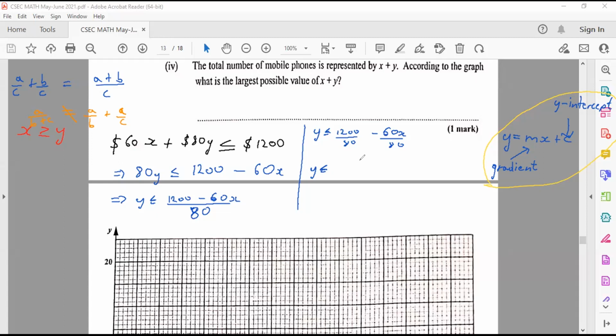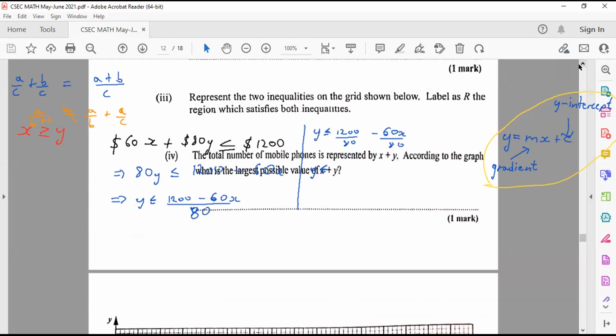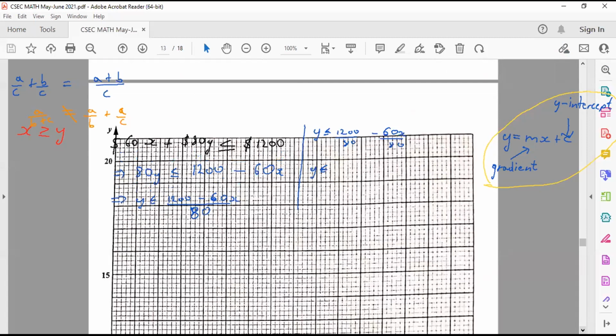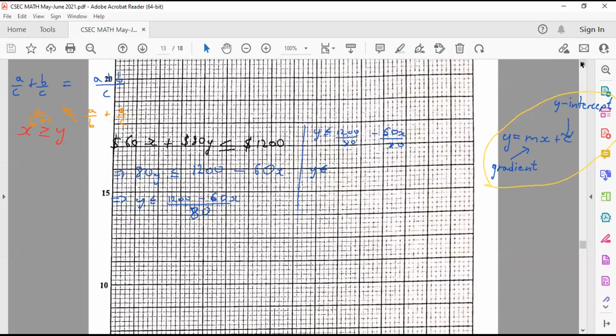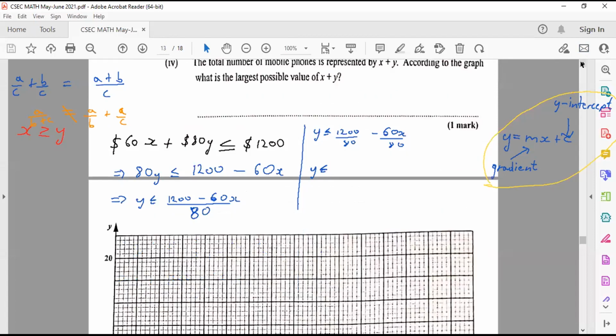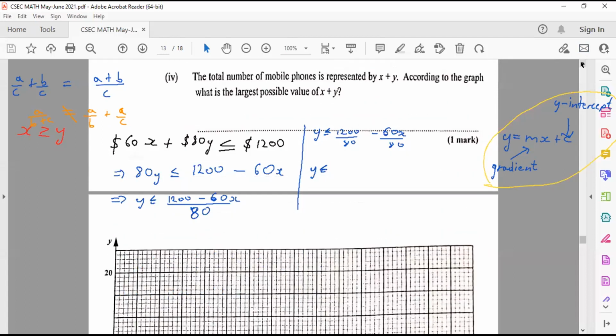All right, let me go back a quick sec. See the question here. The question says, represent, just part 3 up here, it says represent the two inequalities on the grid shown below and label as R the region that satisfies both inequalities. Now, anytime you have a grid, that means graph. So that means we have to either draw a line or draw a curve.